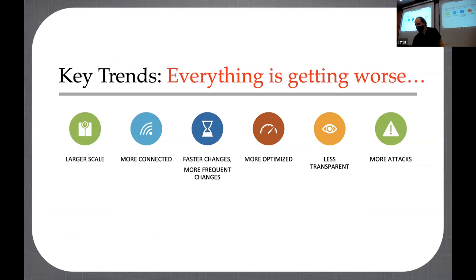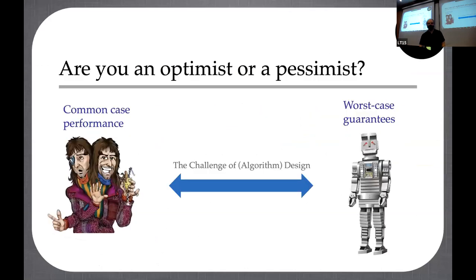Good, this was just my argument that we need to worry about this. Okay, so with that then, hopefully I have helped you to answer for yourself the question of whether you're an optimist or a pessimist, whether you care more about common case performance or worst case guarantees, and where you want to live on this design spectrum.